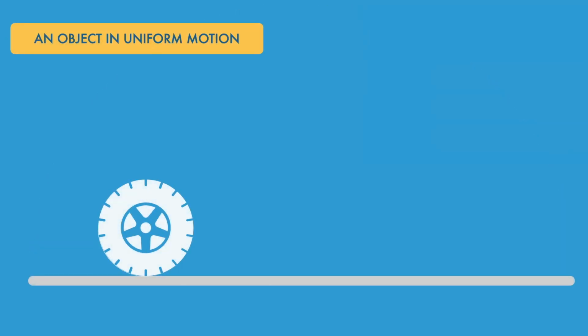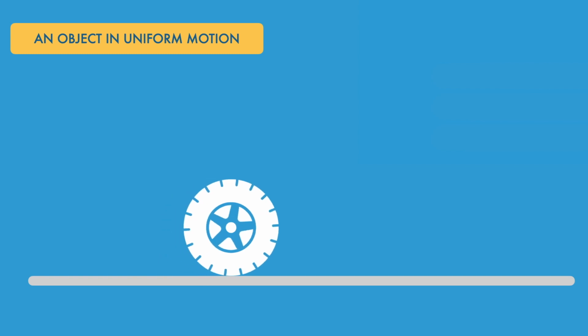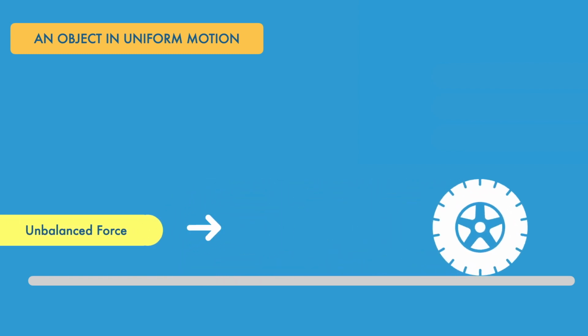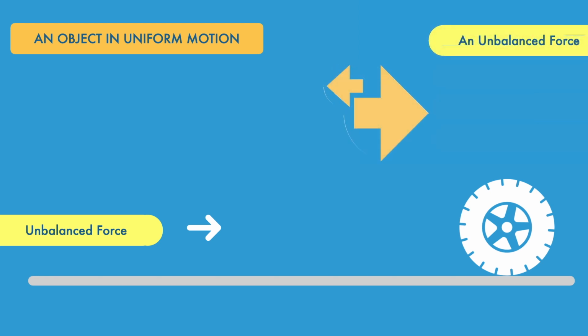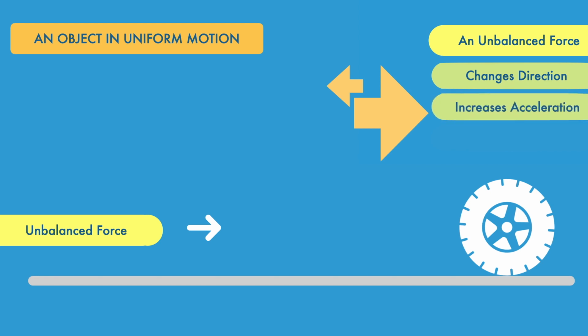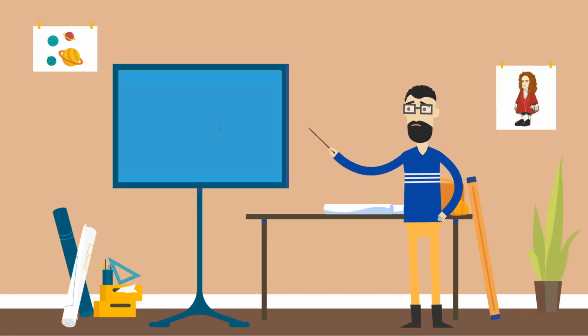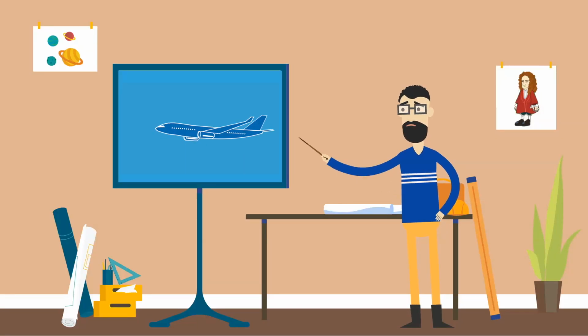A body in uniform motion, acted upon by an unbalanced force, changes its acceleration. As previously stated, an unbalanced force acting on a moving object could make the object change its direction and speed, and stop moving. The acceleration of the wheel, which is moving uniformly, increased due to the unbalanced force acting on it. Let us try to understand Newton's first law with a moving aircraft.